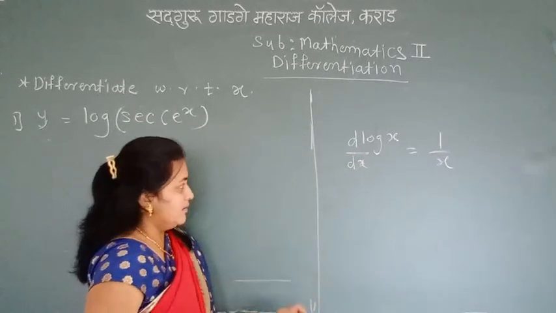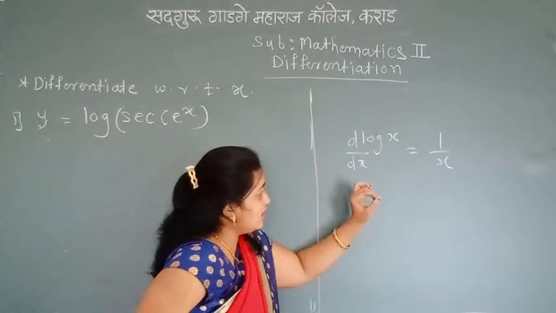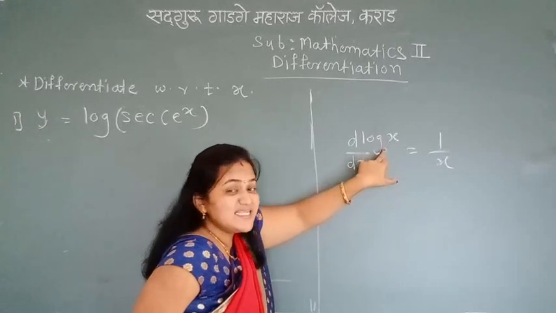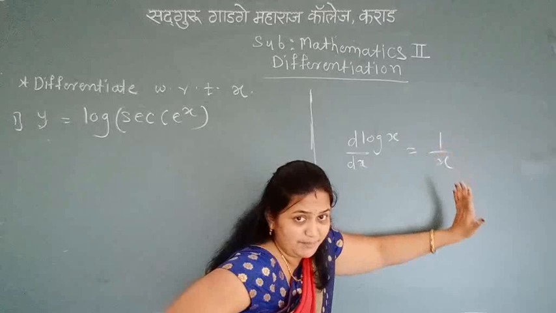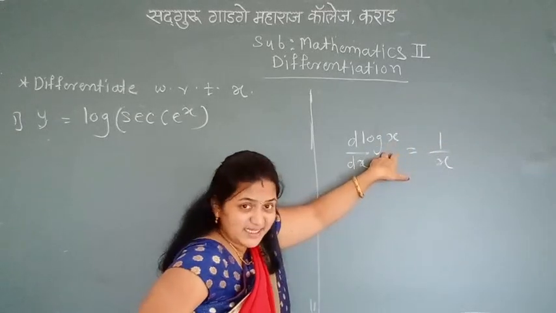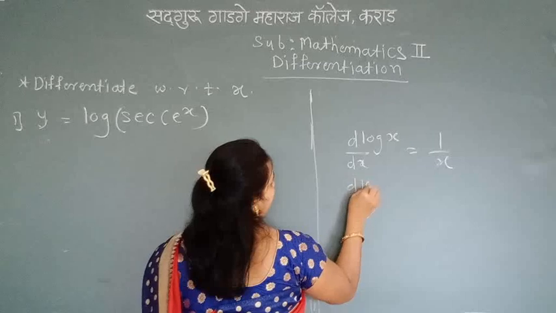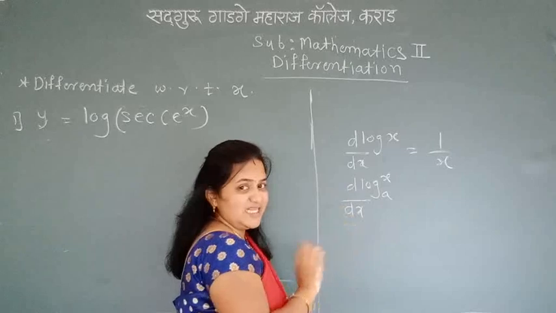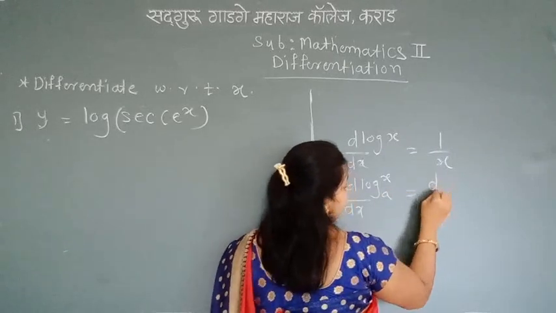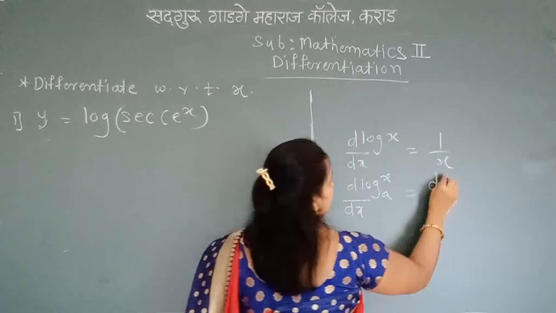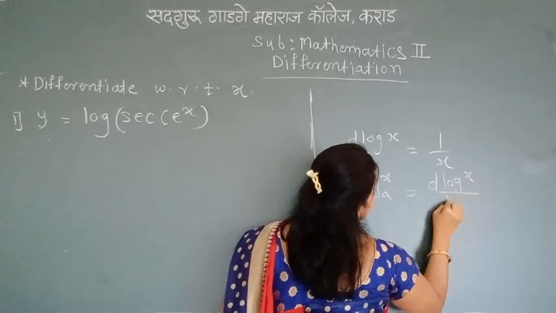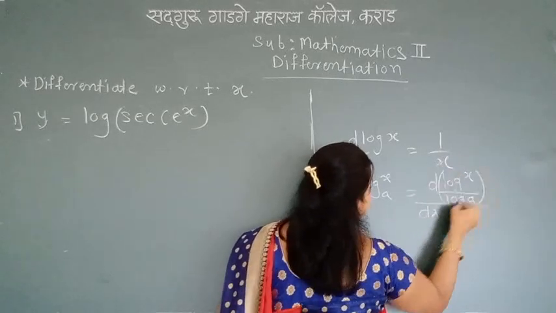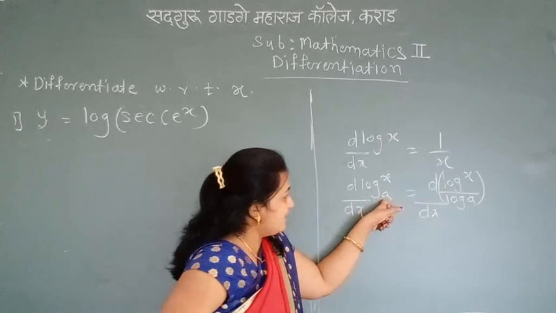But we remember that whenever you are taking the derivative of a log term, check the base. If the base is e, we can straightforwardly answer 1 by x. But here the base is not e. For example, the derivative of log of x to the base a. So we first change the base. How do we change the base? By the change of base formula: log of x upon log of a. We change the base to e, because here the base is a.